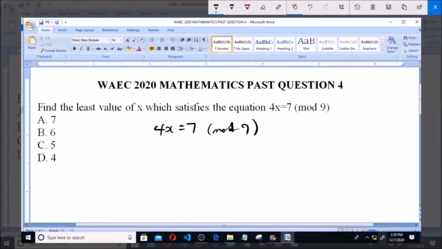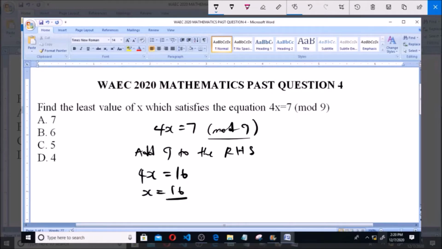Now since this is in mod 9, we simply add 9, which is the modulus, since it is modular arithmetic. Now add 9 to the right hand side. So adding 9 to the right hand side, we will have 4x ≡ 7 + 9, and that will give us 16. So from here we can say x ≡ 16/4 in mod 9. So x ≡ 4 mod 9, and that is option D.